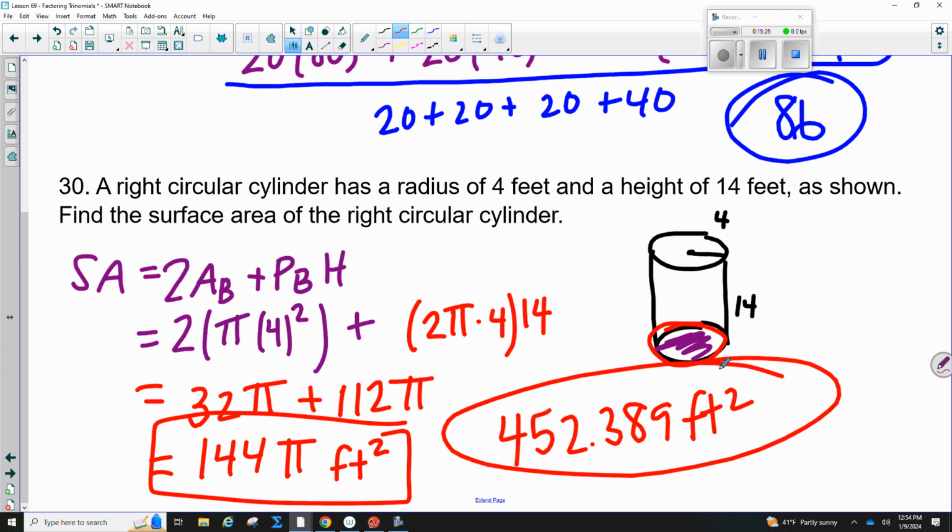All right, you guys, I'm going to check 8, 14, 24, and 26.